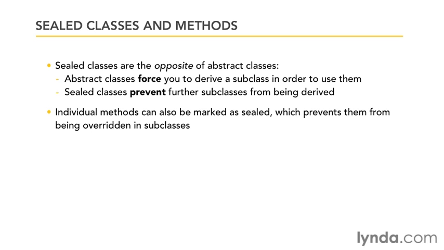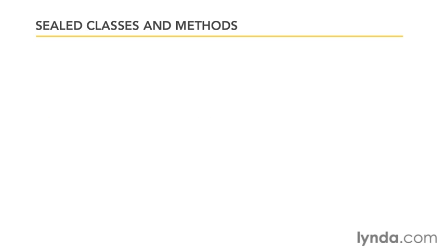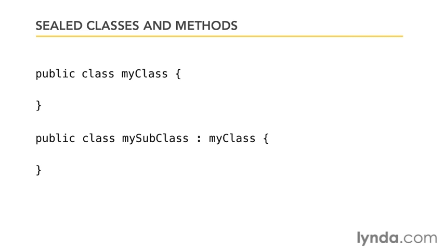It's also possible to mark individual methods in classes as being sealed, which prevents them from being overridden in subclasses. But it is far more common to seal entire classes than methods. And the way that you create a sealed class is by using the sealed keyword. So if I define a class like this, I have public class MyClass. If I wanted to seal this class, I would simply put the word sealed inside my class.